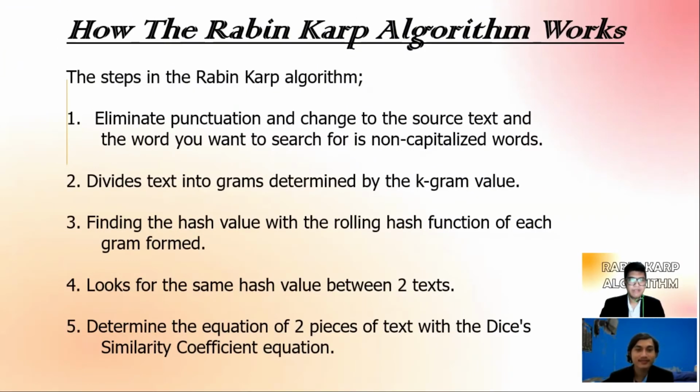Next, how the Rabin Karp algorithm works. The steps in the Rabin Karp algorithm: first, eliminate punctuation and change the source text and the word you want to search for into non-capitalized words. Second, divide this text into grams determined by the Kgram value. Third, find the hash value with the rolling hash function of each gram. Fourth, look for the same hash value between two texts. Fifth, determine the equation of two pieces of text with the dice similarity coefficient equation.